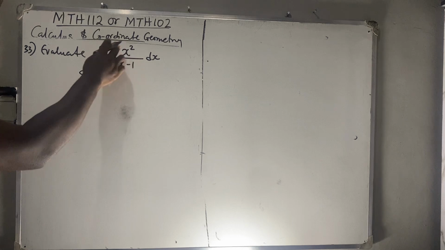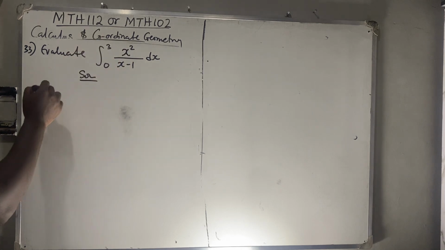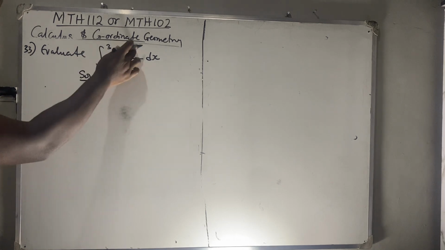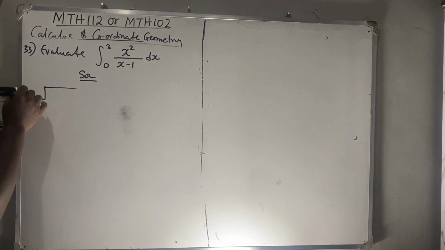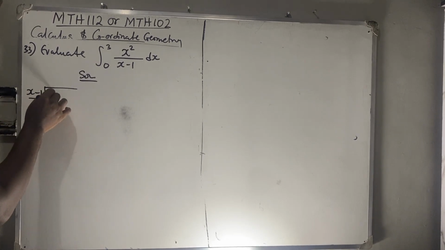Now, if you look at it, this is an improper fraction, because the numerator is bigger than the denominator. To make it proper, we have to divide it using polynomial division. So this is x squared.